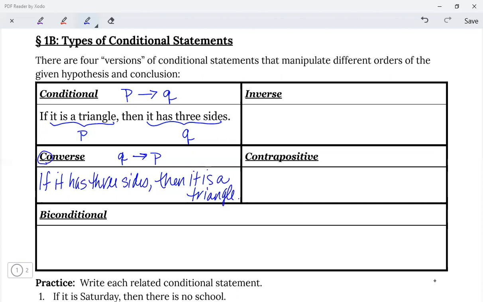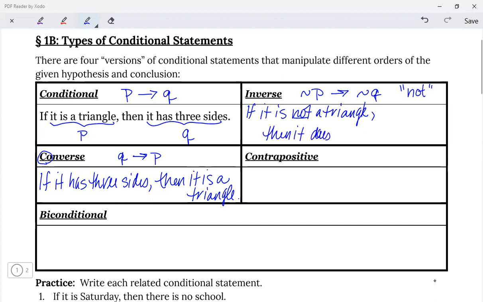Okay, our second statement is inverse. So instead of changing the order, we're actually going to flip the negations on these. The symbolic version is not P, arrow, not Q. So in essence, we're going to throw a not in front of both ideas. We're still going to keep the if-then structure, but just play around with the ideas themselves. So: if it is not a triangle, so again, the first idea where we just inserted a not, then it does not have three sides.